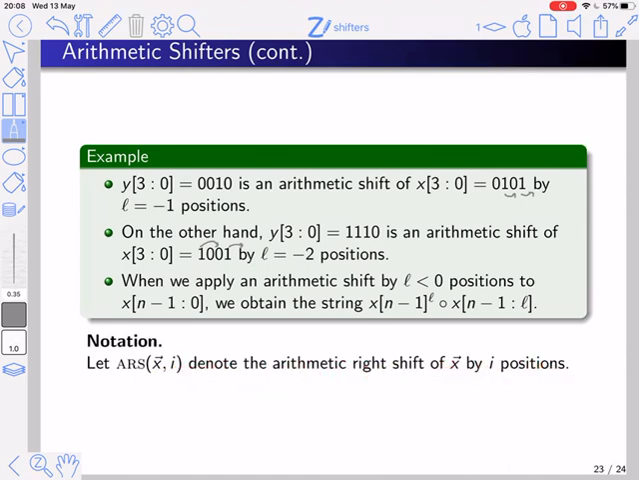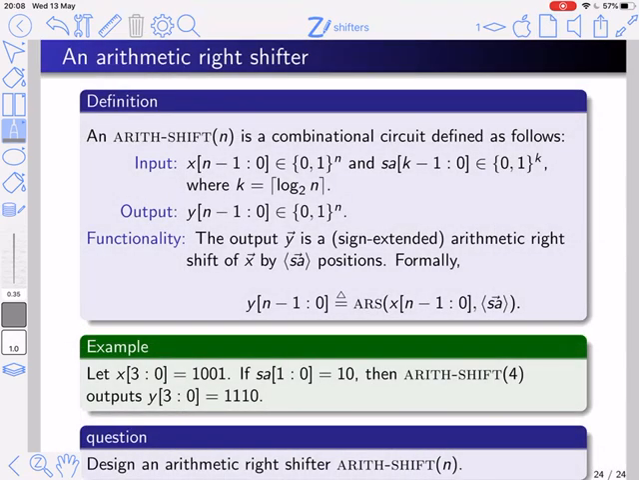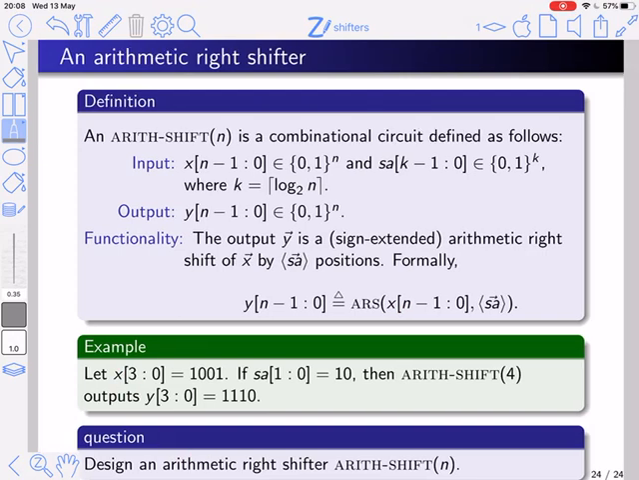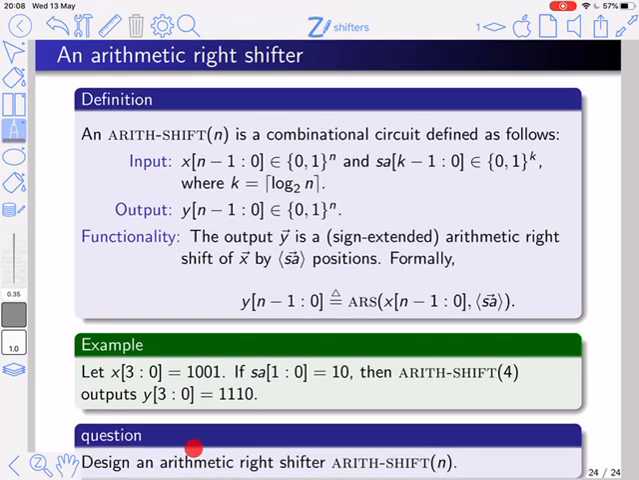We'll leave it as an exercise to see how this thing is implemented. Okay, and then we would like to implement an arithmetic shifter. That's a combinational circuit defined as follows. It has an input x, n bits long, shift amount k bits long, output y, which is the sign extended arithmetic right shift of x. This is the shifting we talked about by SA positions. This is the definition. We saw an example, and we'll leave it as an exercise to design an arithmetic right shifter, which is obtained by cascading ARS circuits. Thank you very much.